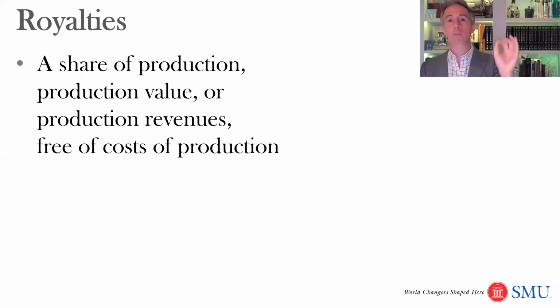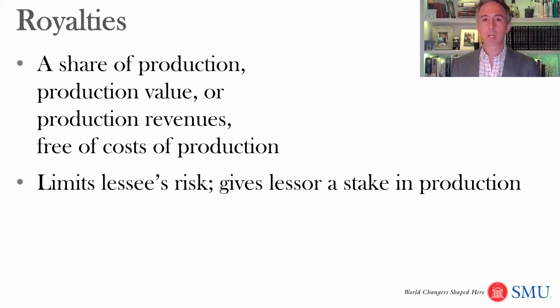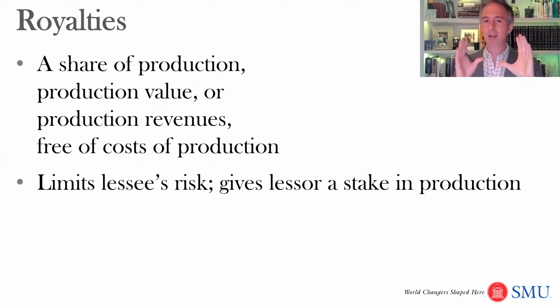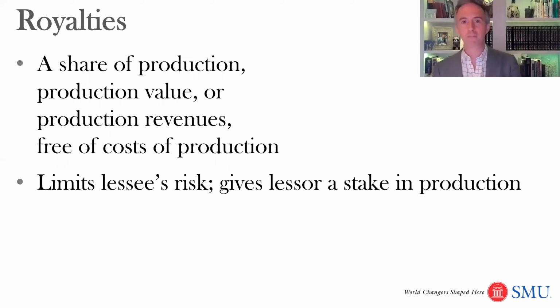You just want the more production, the better, because that means your 1/8 share or 1/3 share or 1/4 share will be a bigger amount of oil, a bigger amount of money. It limits the lessee's risk as well, the oil and gas company, because if they don't find any oil, they don't owe you anything. They already paid you a bonus. They might have paid you some delay rentals, but they're not going to owe you a lot as they would if they had just purchased the mineral interest outright.